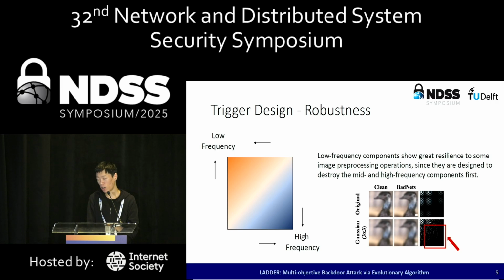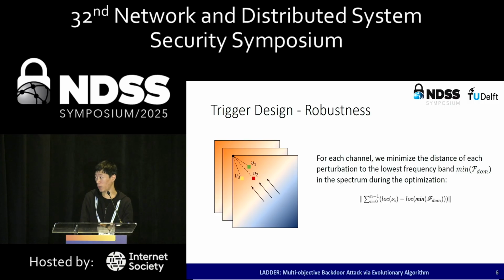Here I show an example: the well-known BadNets trigger spread across the entire spectrum, and when we apply a Gaussian filter, you can see the medium and high-frequency information is destroyed in the center and the bottom right side, but the low-frequency signal is still here. Based on this observation, we design our robustness objective to be the distance of trigger perturbations to the top left corner, which means we minimize the Euclidean distance of all the perturbations to the lowest frequency band.